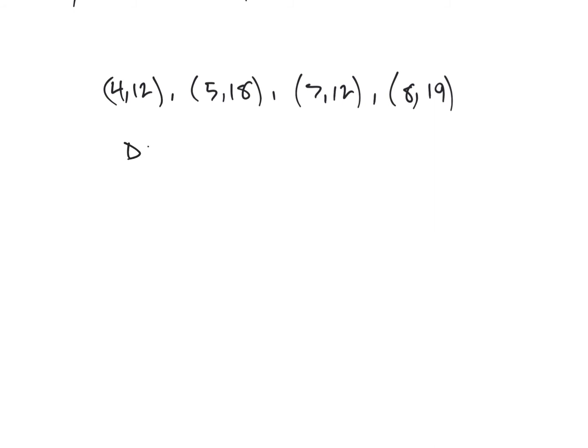So first I'm going to list out my domain values, which again are all of my x values. So in this case, we have 4, 5, 7, and 8. Then I want to list out all of my range values, which in this case we have 12, 18, 12, and 19. Again, do not list 12 twice. We only list domain and range values once. And then let's draw our arrows.